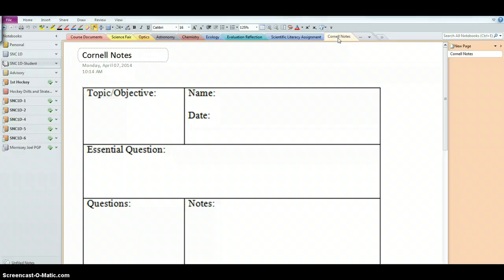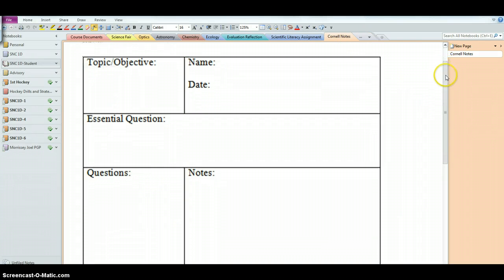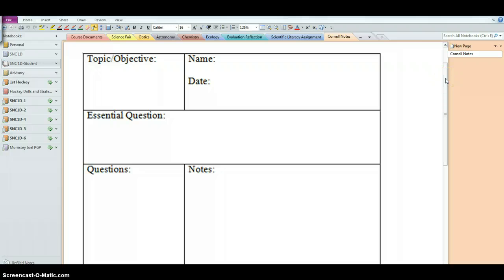Quickly, I'm just going to go over what I expect of you. Today, as you're watching this video, we're going to go into chemical and physical properties in a minute, and you're going to use this page to take the notes on it. Just a quick overview of how this page works. The first thing you want to do is write in your topic or objective in the top left. So today we're just going to be talking about chemical and physical properties. You'll put your name in and the date.